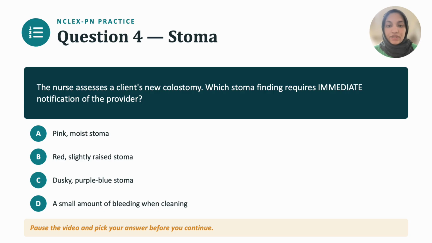All right, question number 4 regarding a stoma. The nurse assesses a client's new colostomy. Which stoma finding requires immediate notification of the provider? Right, so picture a healthy stoma in your mind. It's supposed to be pink, red, and moist. Now, which of these is the opposite of healthy circulation? Is it pink, moist stoma, red, slightly raised stoma, dusky purple, blue stoma, a small amount of bleeding when cleaning? Now go ahead and pause the video, think about an answer, and I'll move on to the next slide.